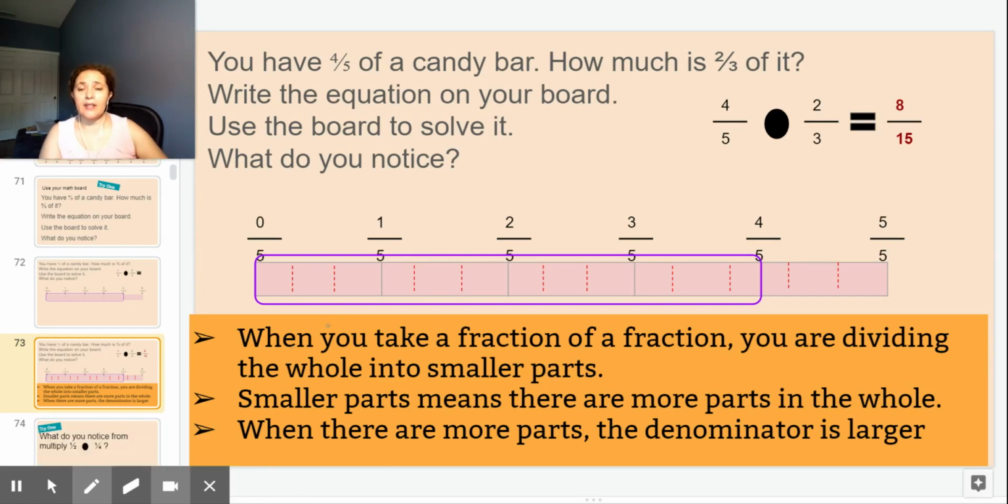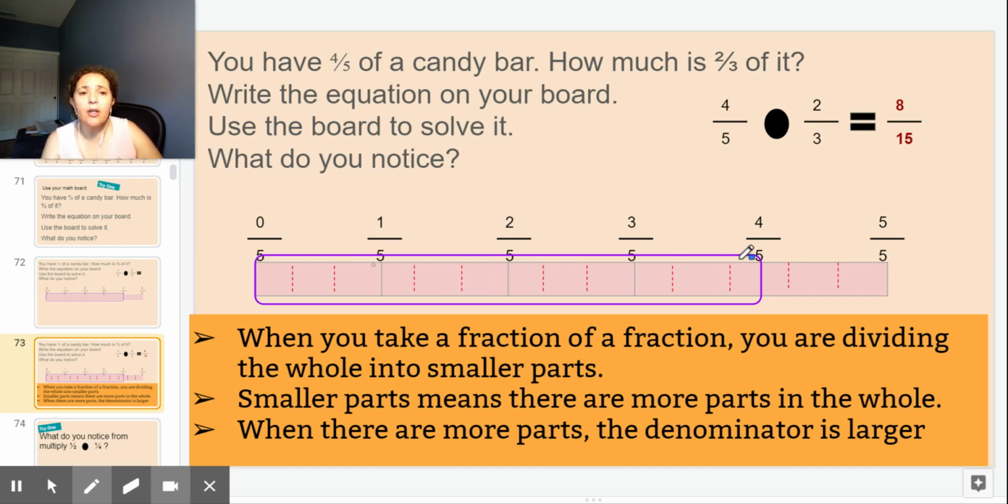All right, so let's take a look to see how we did this. So the math part is easy, right? Because 4/5 of 2/3 of it tells me to multiply. Of tells me to multiply. So 4/5 times 2/3, 4 times 2 is 8, 5 times 3 is 15, right? So that part's easy. But what I want you to see is what it looks like.